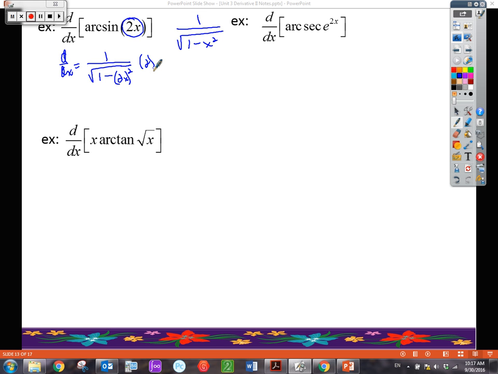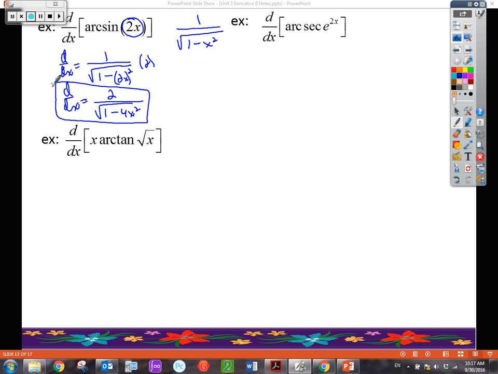Okay, so now it's a matter of just cleaning it up. So d dx is going to equal 2 over square root of 1 minus 4x squared. And that's basically all we can do. Okay, that's our very first arc function derivative. We okay with that? Okay. So let's look at the next one.